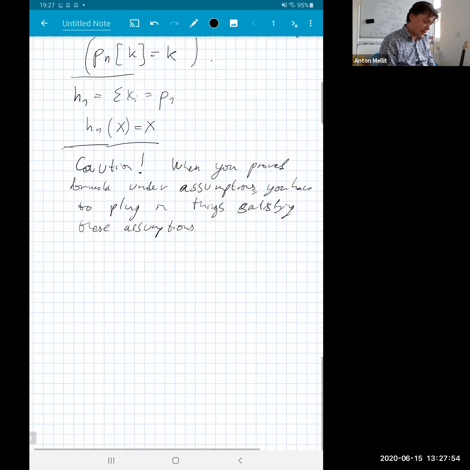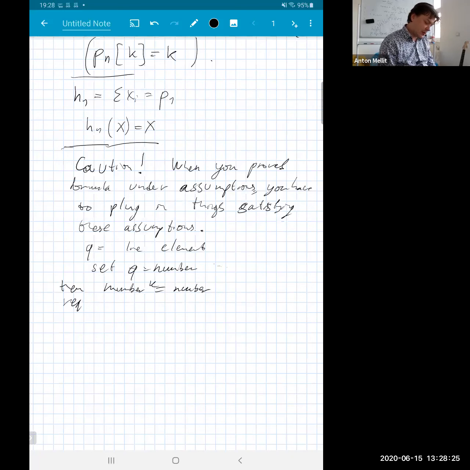So for instance, if Q is a line element and you want to plug in a number, you're only allowed to put numbers. So if you want to set Q equals a number, then this number to the k must be equal to the number. Then we require this. And so the number must be 0 or 1.